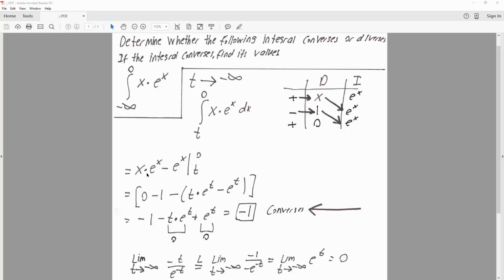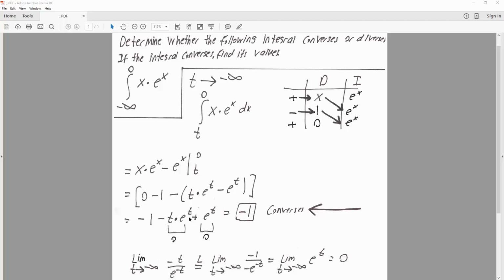So when we plug in 0, we get 0 for this. But then we get minus 1 for this. So e raised to 0 is 1, so minus 1. Minus parentheses, now we insert t. So we get t times e raised to t minus e raised to t. And now we just distribute the negative. So we'll get it in this form.